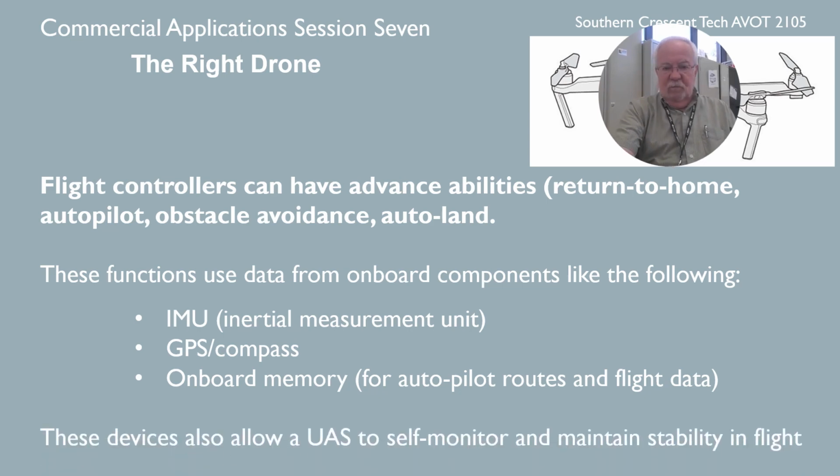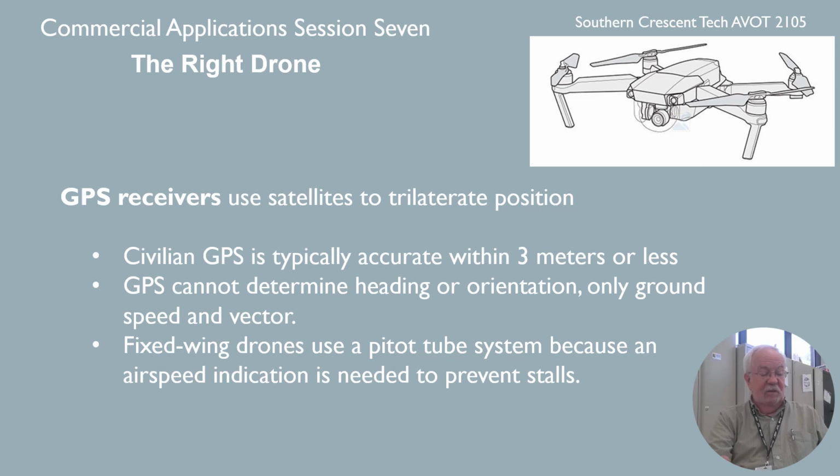GPS. Okay, so we'll back up. All of the devices are fed to the flight controller to maintain stability, to monitor its performance, and to perform automated functions. GPS, we've talked about this before, but just a reminder, a review: it uses that whole constellation of satellites that the United States, European Union, Russia, India, and China have sent up, and we're all sharing data apparently.